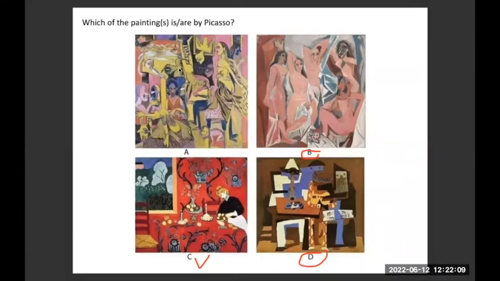Yes, Manam, you're absolutely correct. I just checked it. It's a painting by KG Subramania. Thank you so much for this.